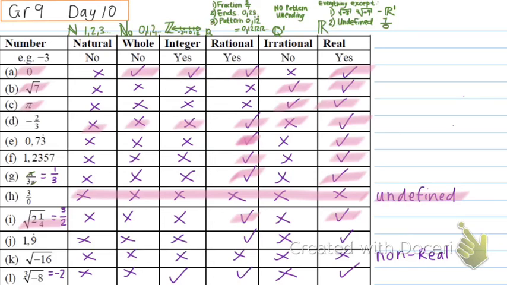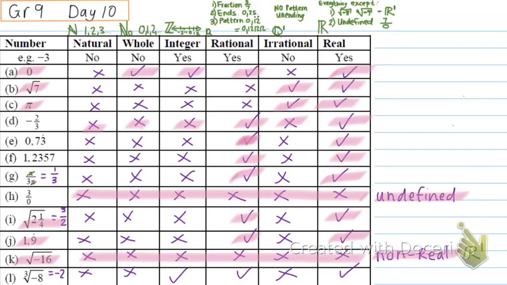1.9 repetitive, rational and real because it forms a pattern. It's 1.999999999, so that is rational and real. The square root of negative 16, aha, that's one that we also talked about. A square root of a negative number is always non-real. So it isn't any of those. It is non-real. The symbol for non-real is R prime.